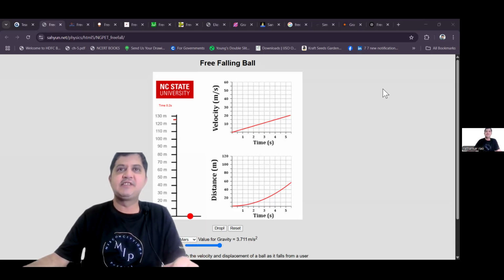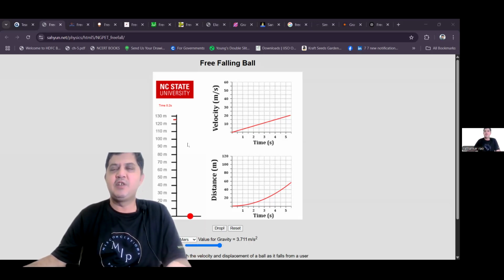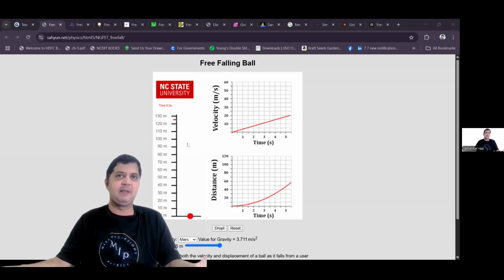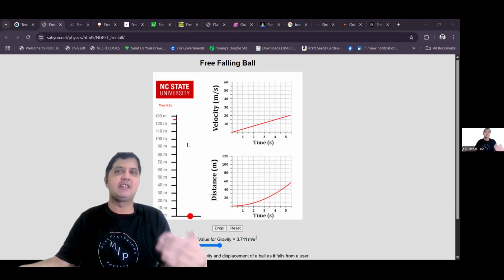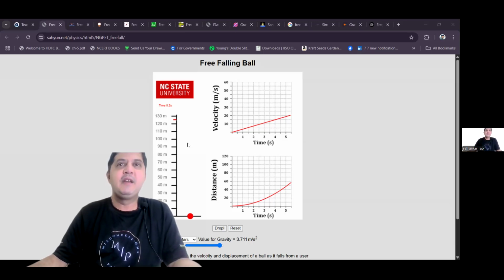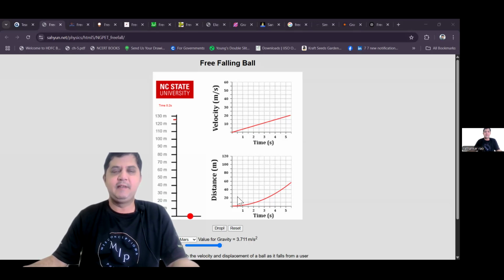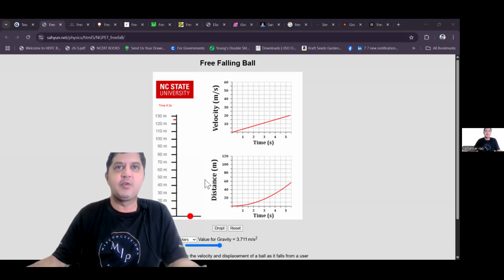Now let us begin. This is one of the basic tools that I looked into. Of course, there are many tools available, and most of the time we'll be using only PhET. But what I would like to show is that, apart from PhET, there are several other tools. So let us look into it. The first tool is by NC State University. The URL or the link for it will be shown below in the comments. You can look into it.